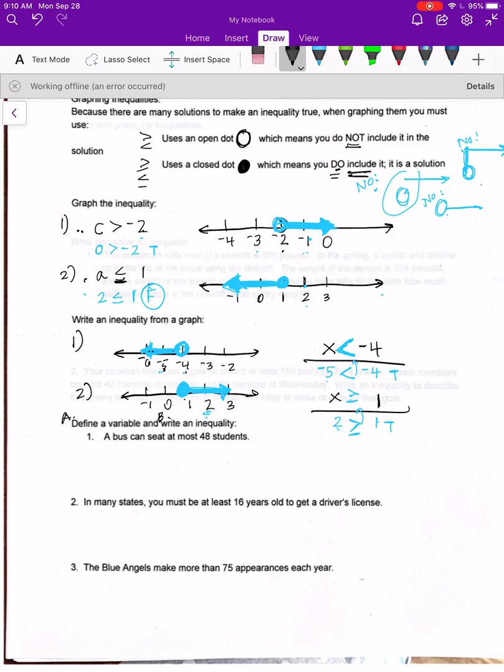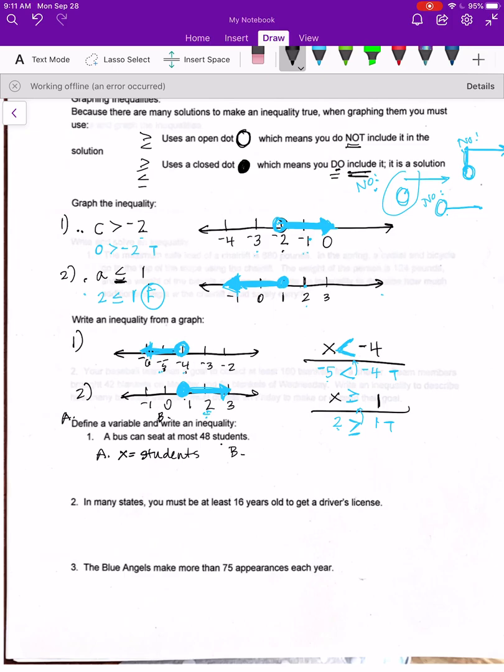It says a bus can seat at most 48 students. So what are we counting? What are we talking about? Well, we're talking about students. So x is going to be equal to students. So B says write an inequality.